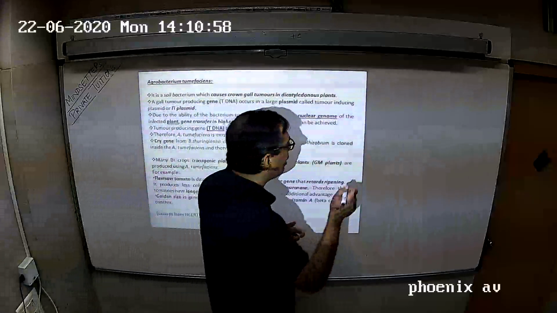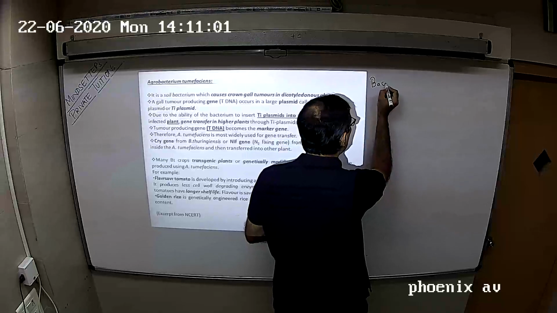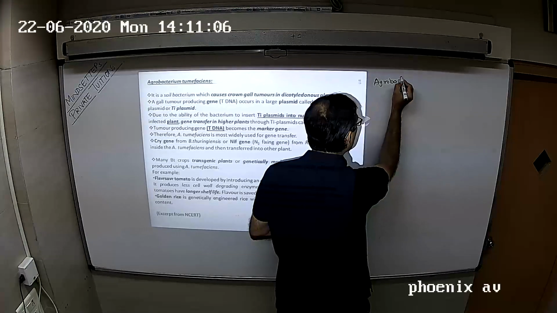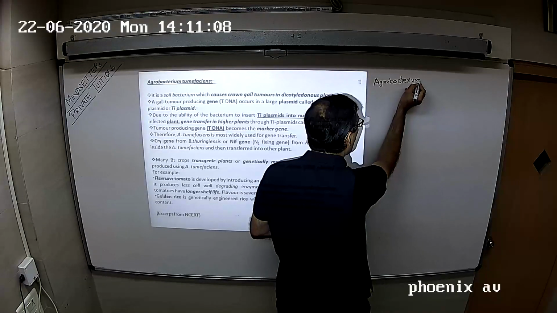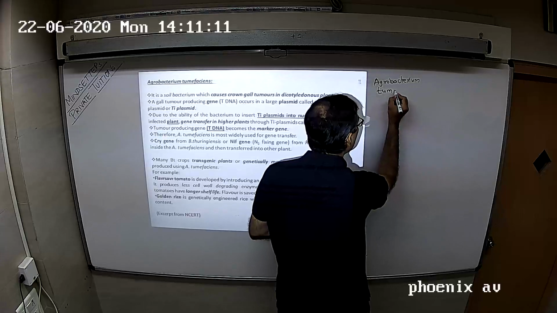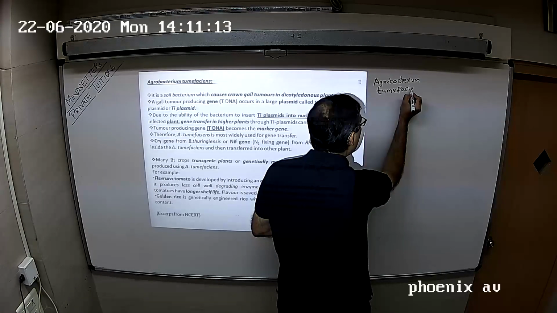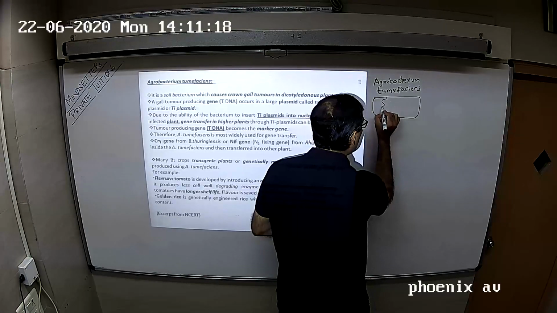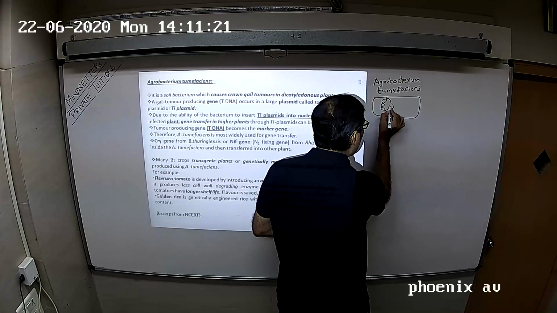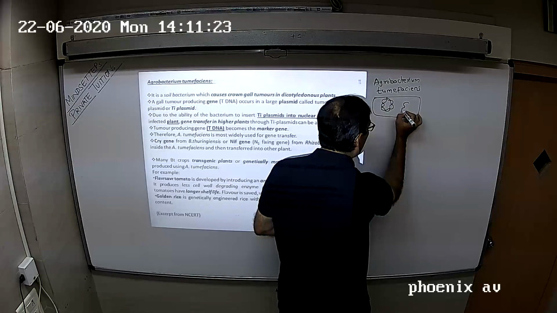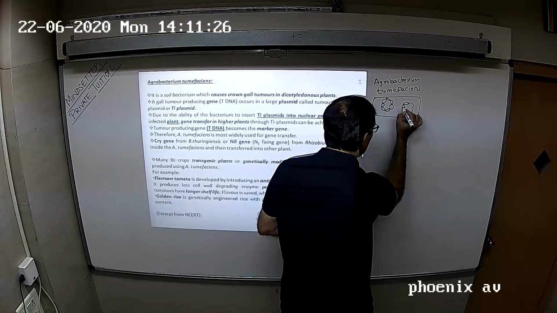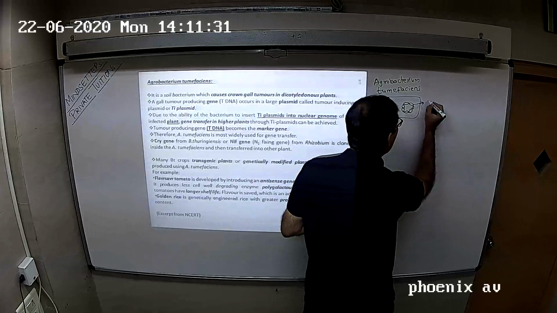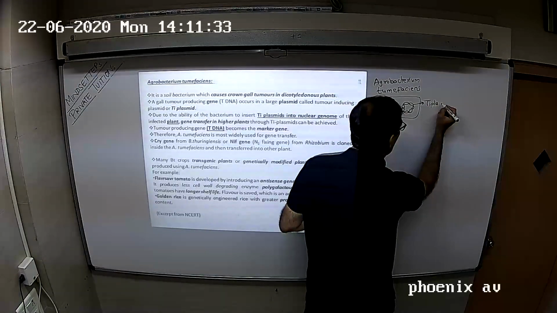Now what do you mean by this, sir? This is Agrobacterium tumefaciens. तो ये है Agrobacterium tumefaciens and it has in it a DNA which is the bacterial DNA and it has a plasmid. This plasmid is called Ti plasmid. कौन सा plasmid है ये?